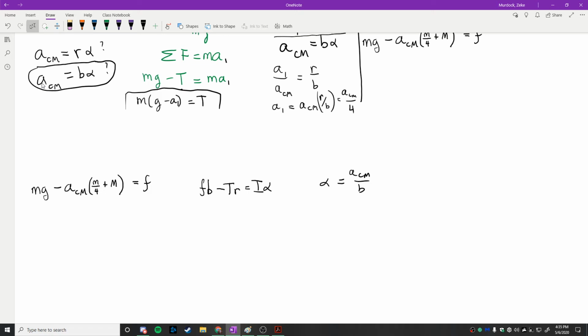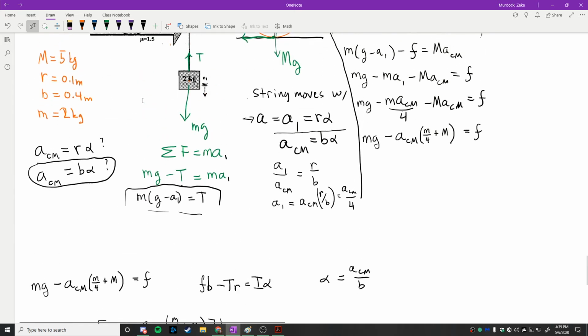So F times B is going to be mg minus ACM times little m over 4 plus big M times B, minus the tension T. The tension T was this, which means we're going to have to resubstitute again, which is going to be a little bit of work.